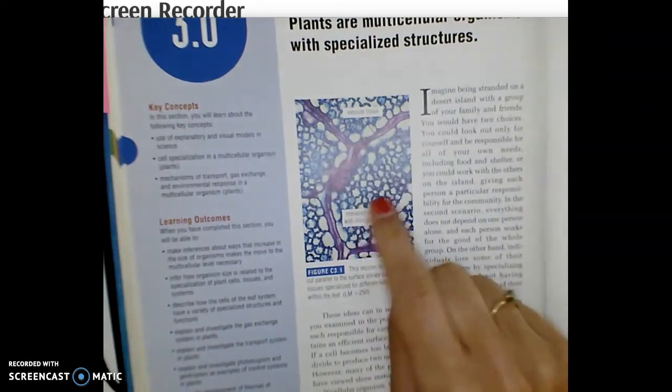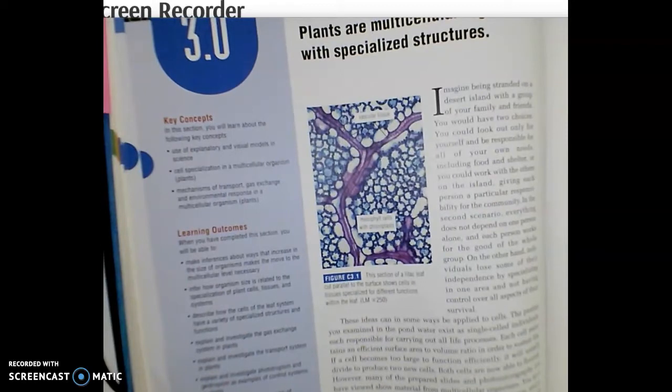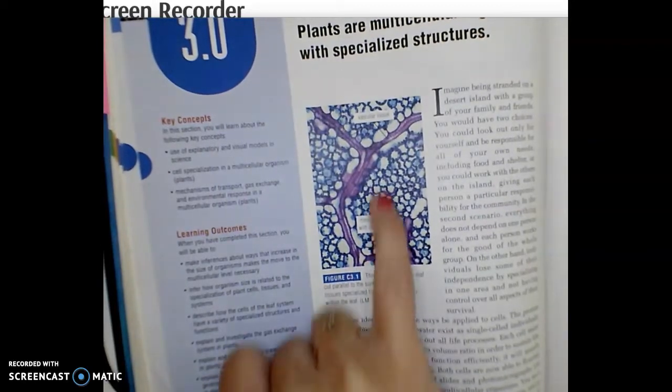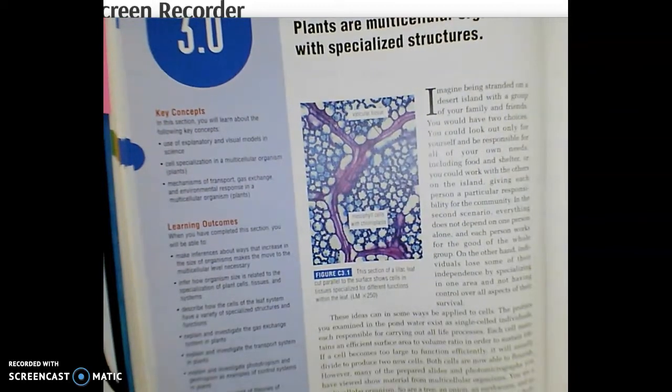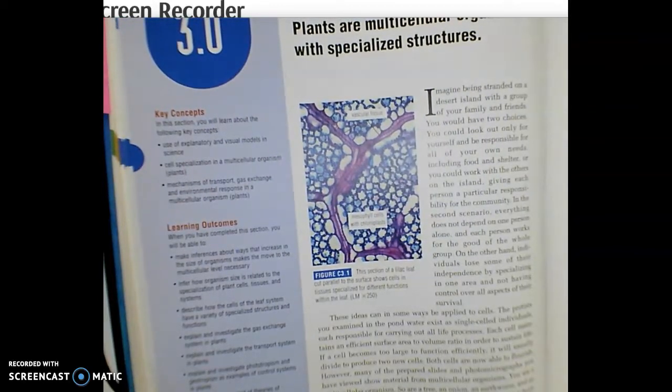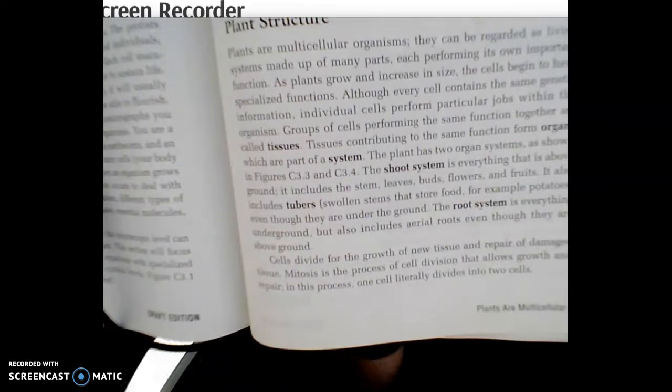Okay, so in this picture we have a lilac leaf. It's showing some mesophyll tissue and the vascular tissue. So that's like the veins of the plant that's going to carry water and nutrients. Cool, huh? So when we're learning about plants, we have quite a few vocabulary terms. Anytime you have bold words, you need to know what that is.